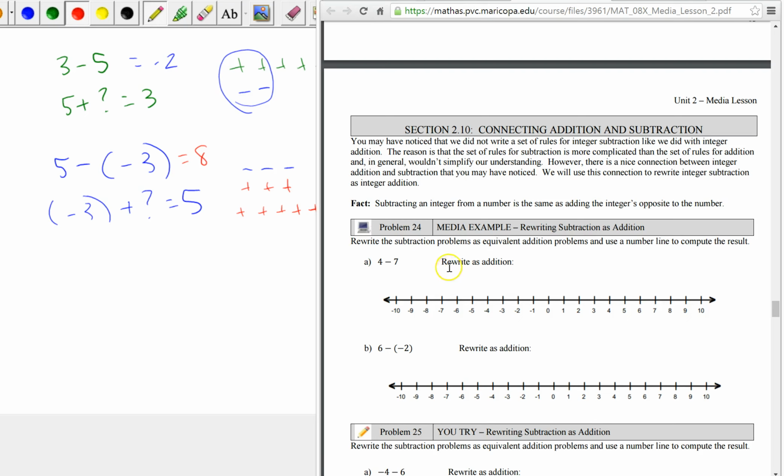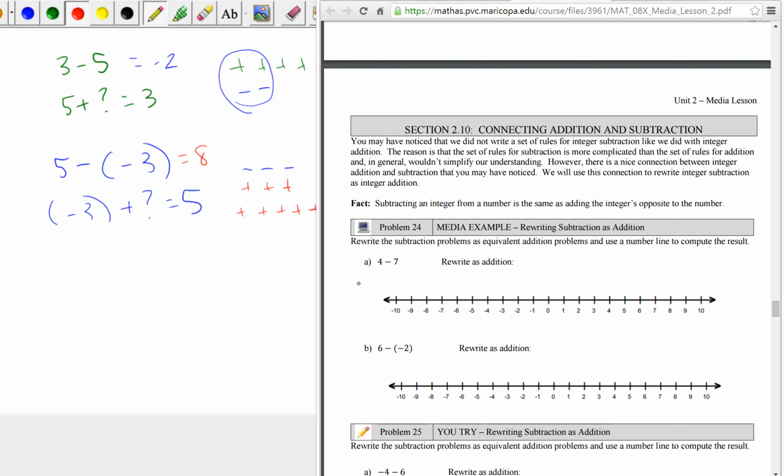We want them to rewrite the subtraction problems as equivalent addition problems, especially with ones like the first one, 4 minus 7. When you ask them to rewrite it as addition, they write 4 plus 7. So they need to understand the equivalent part as you're going through addition and subtraction. We used to have a video in here, but we shortened this section.